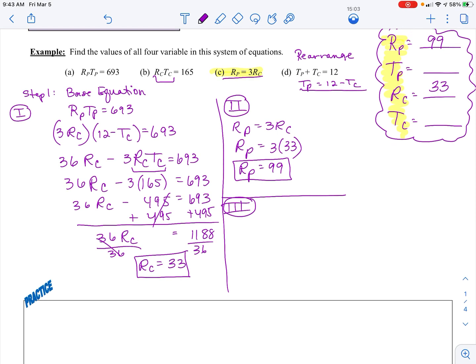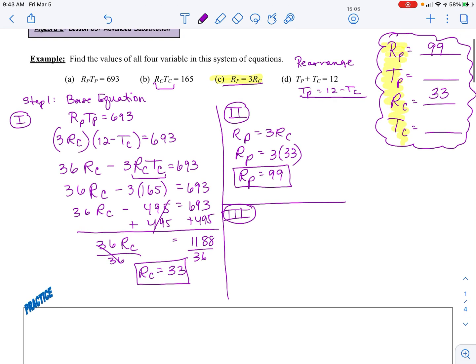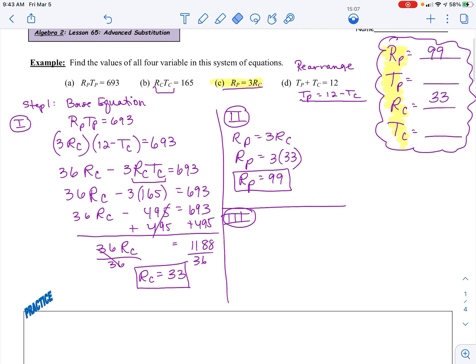Roman numeral number 3. Now I have RC and I have RP. So I look back up top here and I think, what would be the best place for me to go now? So far, what have I used? I've used RP, TP was my base equation.